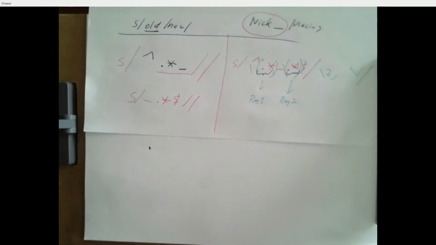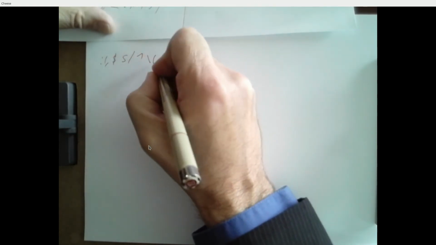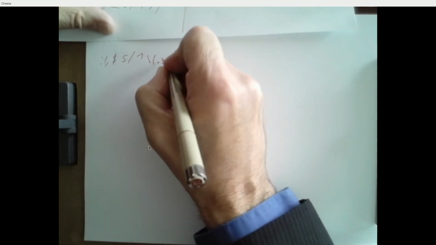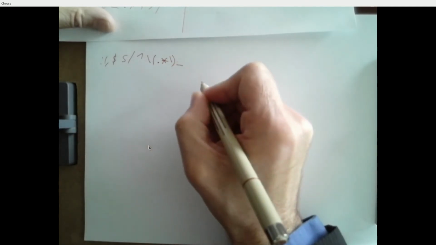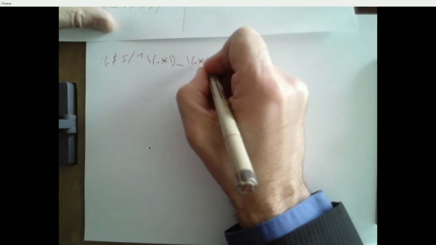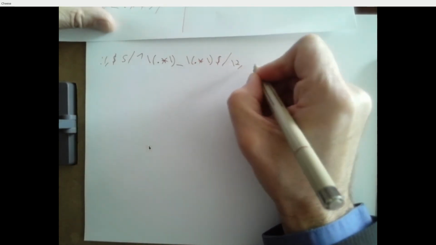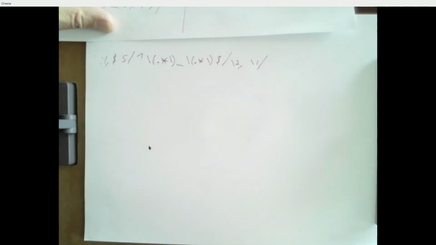So the whole thing is going to look like this. Substitute, let's say $1, substitute beginning of a line, parentheses, any number of characters, close paren, followed by a space, parentheses, any number of characters, close paren, followed by the end of a line with \2, comma, \1.